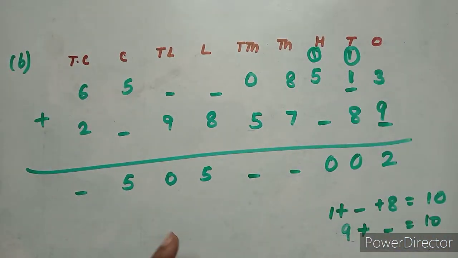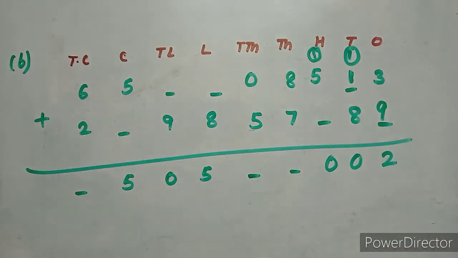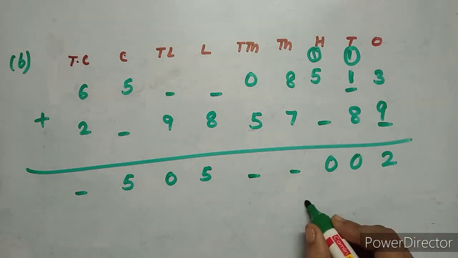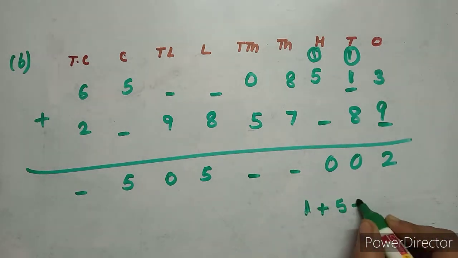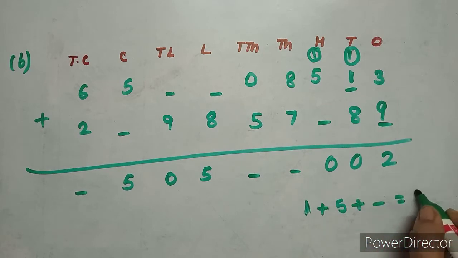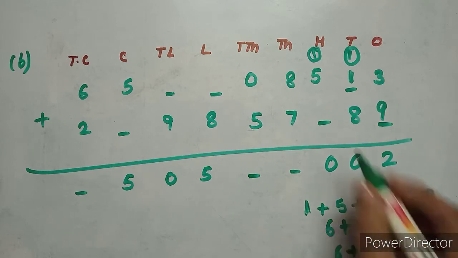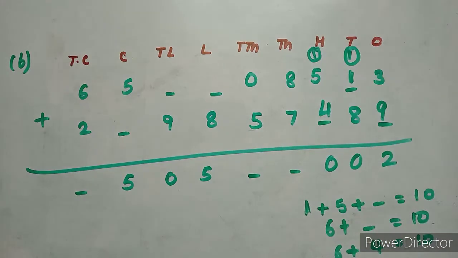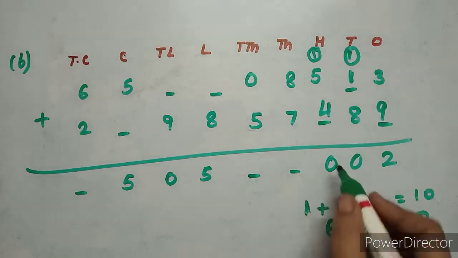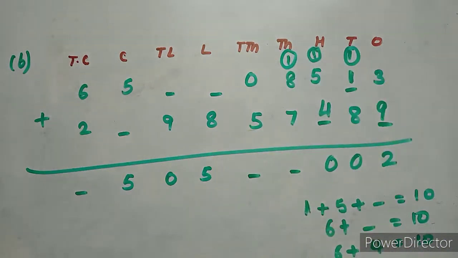So again you have 1 plus 5 plus blank is equal to 0. So we will just write it again. In the 100 place we have 1 plus 5 plus blank is equal to 0. 0 means you should have 10 over here. So here you will have 6 plus blank is equal to 10. That means 6 plus 4 will be your 10. So put here 4. Okay. So this will give you 10. So again 1 is carry.